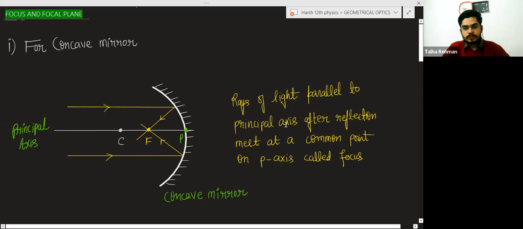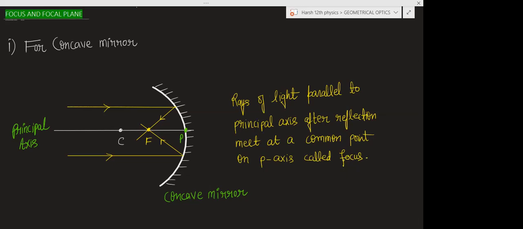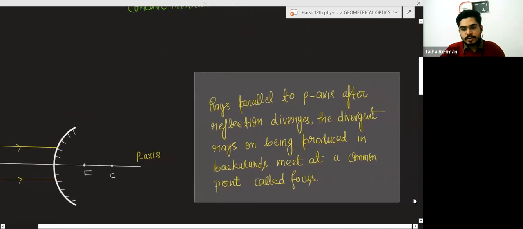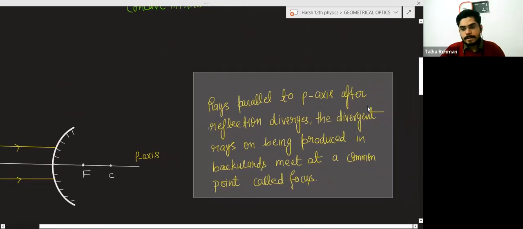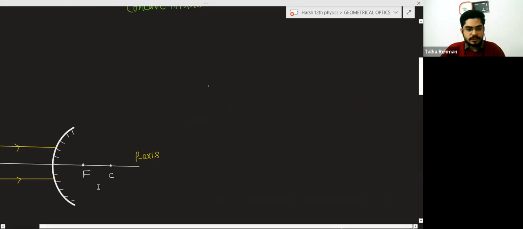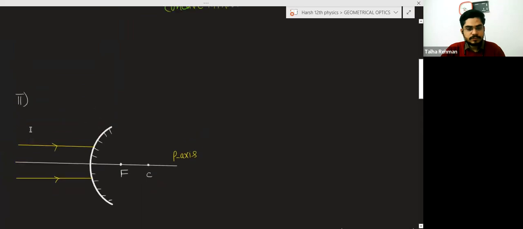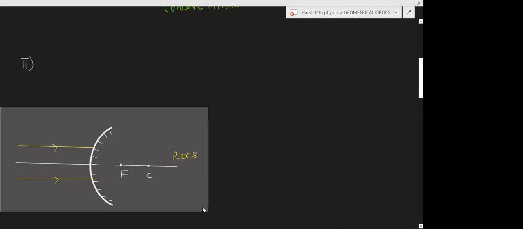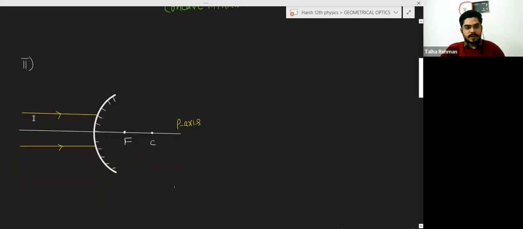So rays of light parallel to the principal axis, after reflection meet at a common point on the principal axis called the focus. Now, in case of the convex mirror, what is the focus? This is the convex mirror. These are the parallel rays, and these are rays parallel to the principal axis also.